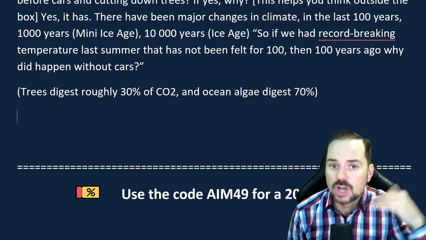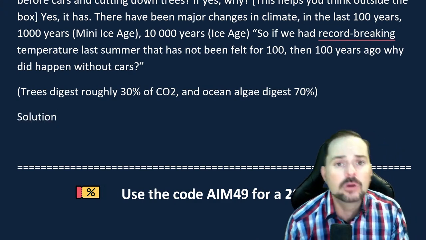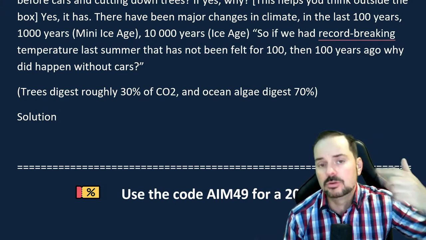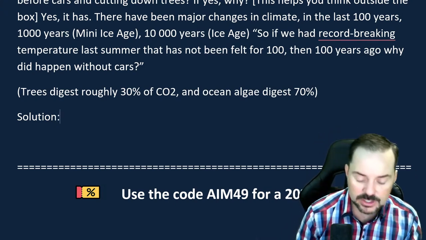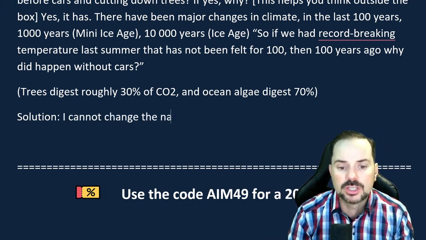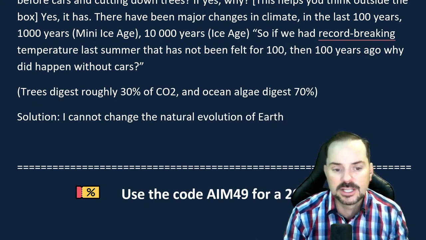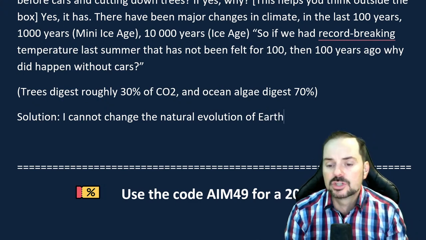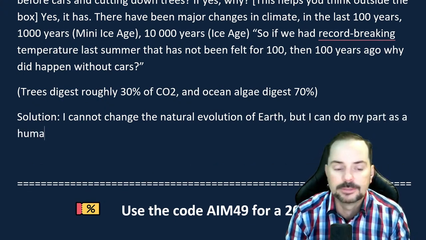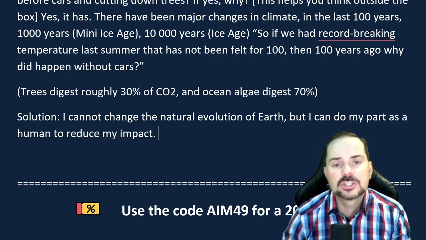However, before you jump into your argument, think about the solution. Now, let me speed up a little bit here, members, to show you how rapid or how quick you can think about these to come up with ideas. Okay, so solution. I cannot change the natural evolution of Earth, at least not without a lot of science fiction. So I cannot change the natural evolution of the Earth, but I can do my part as a human to reduce my impact, right? That makes logical sense.